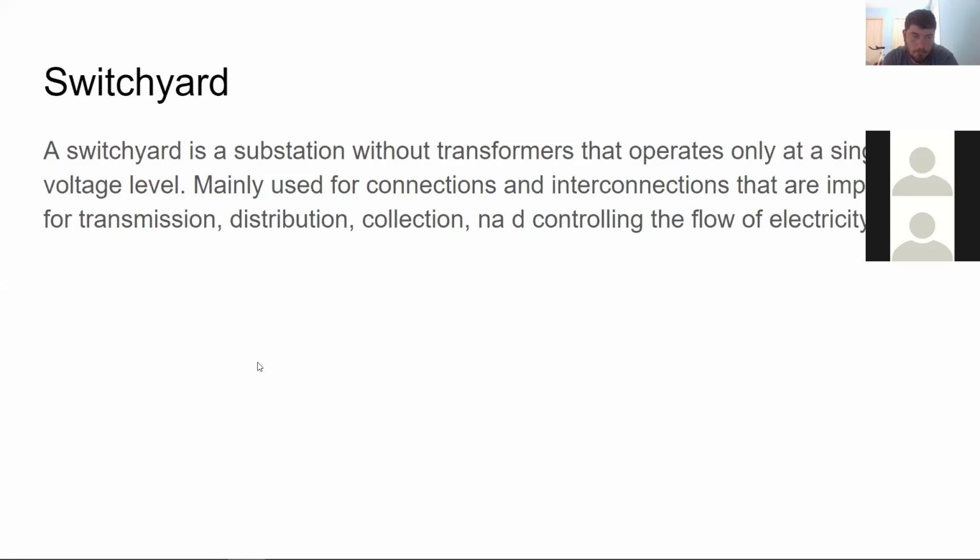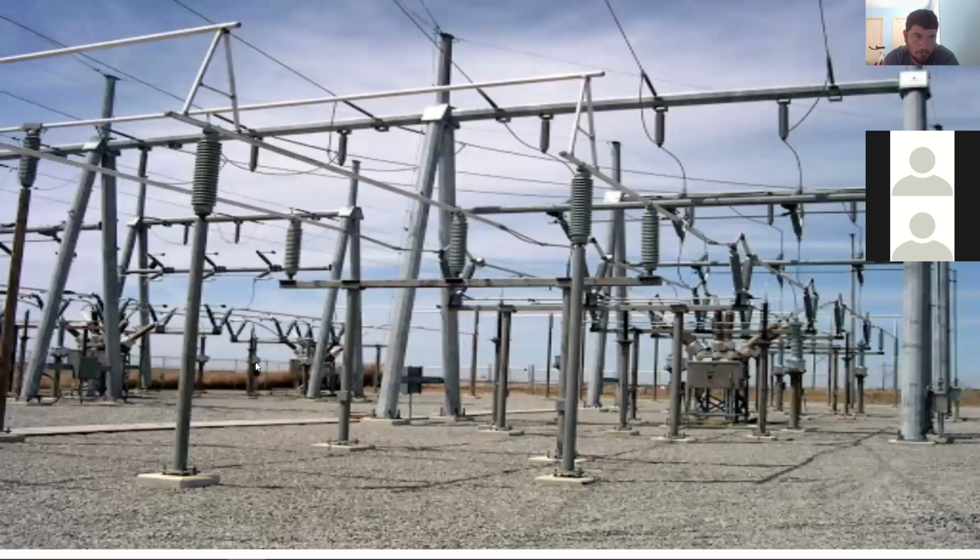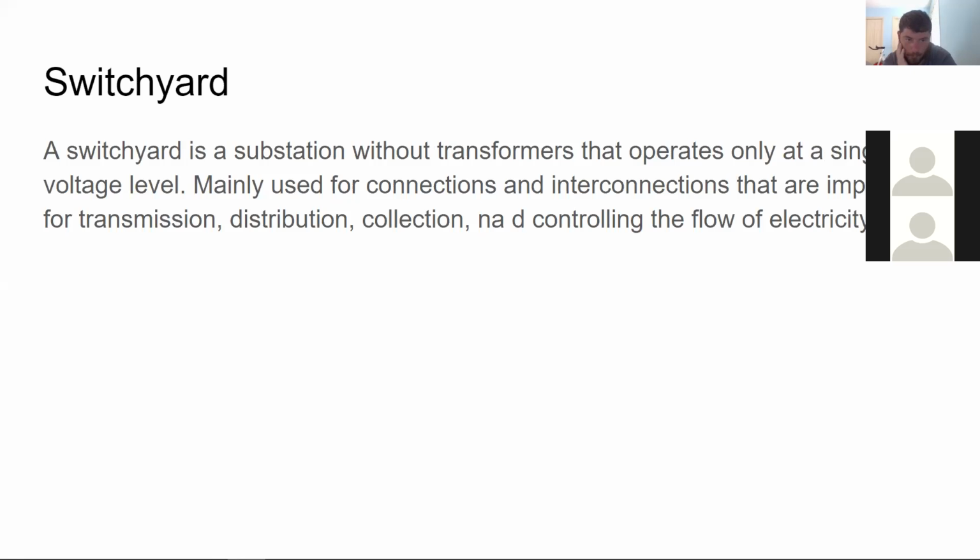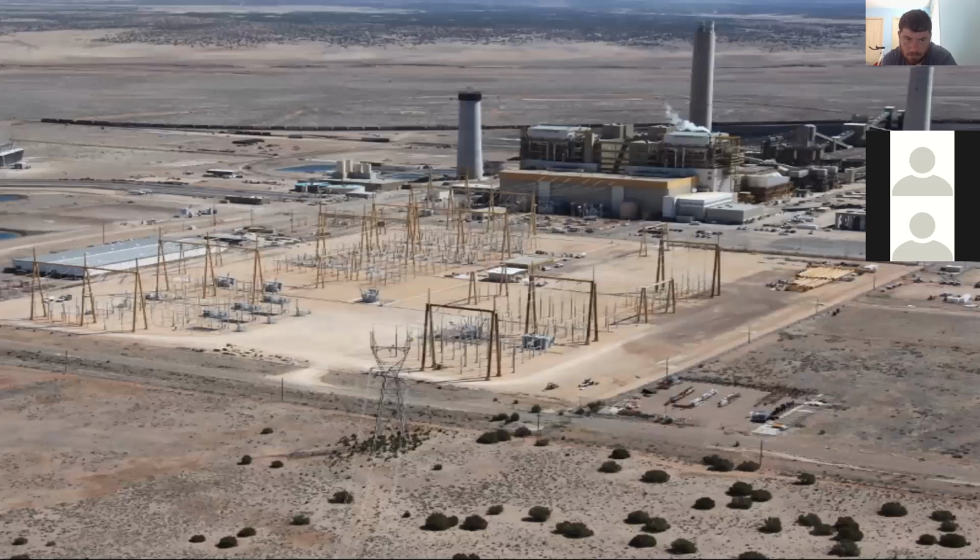All right. Switch yard. I didn't get no picture for this, I don't think. Well, I think it's in the next one though. Yeah, okay. There you go. A switch yard is a substation without transformers that operates only at a single voltage level. Mainly used for connections and interconnections that are important for transmission, distribution, collection, and controlling the flow of electricity. Okay. So that's your switch yard right out there in the main part of that, correct? Yeah. Yep. Okay.